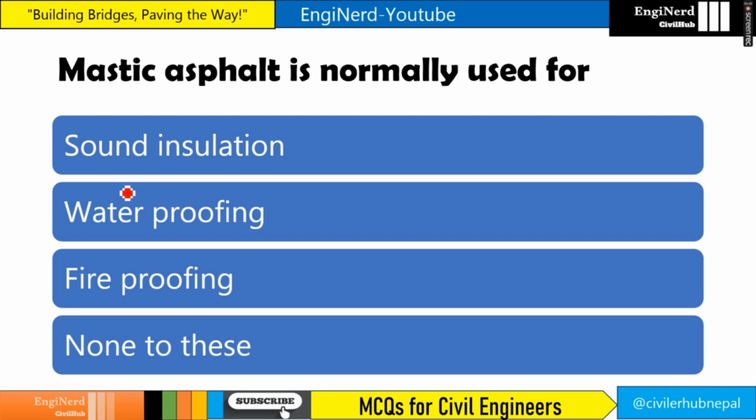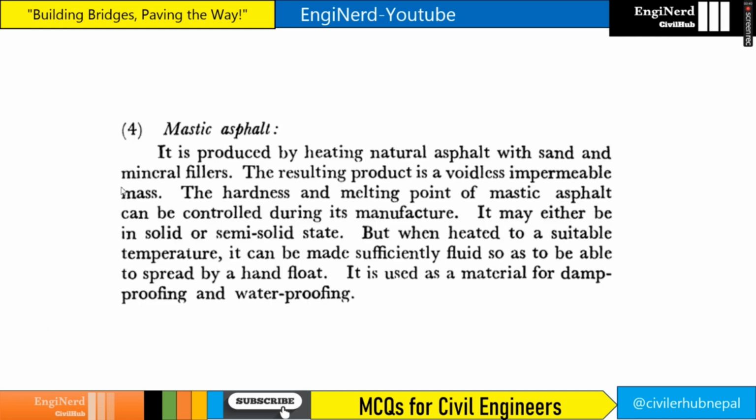Mastic asphalt is normally used for sound insulation, waterproofing, fireproofing, none of these. The answer is waterproofing, right? It is generally used in dam proofing and waterproofing.